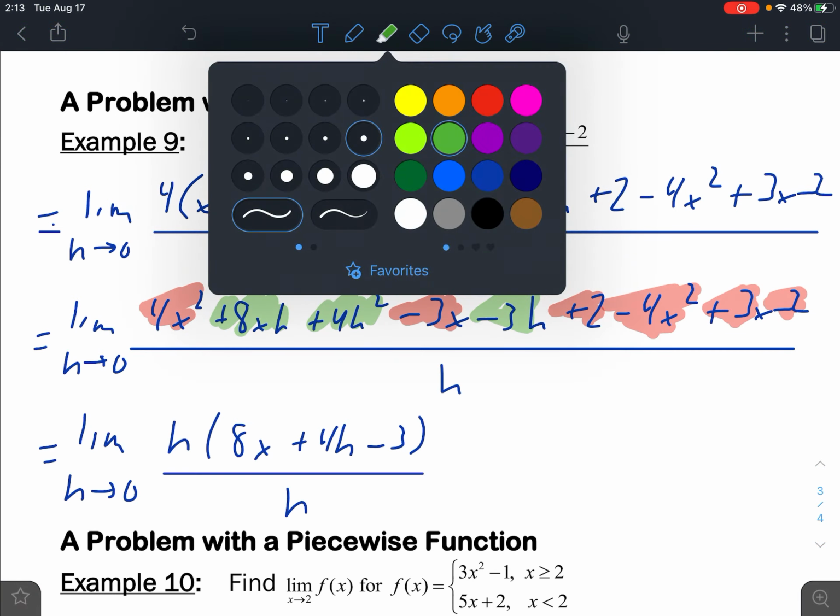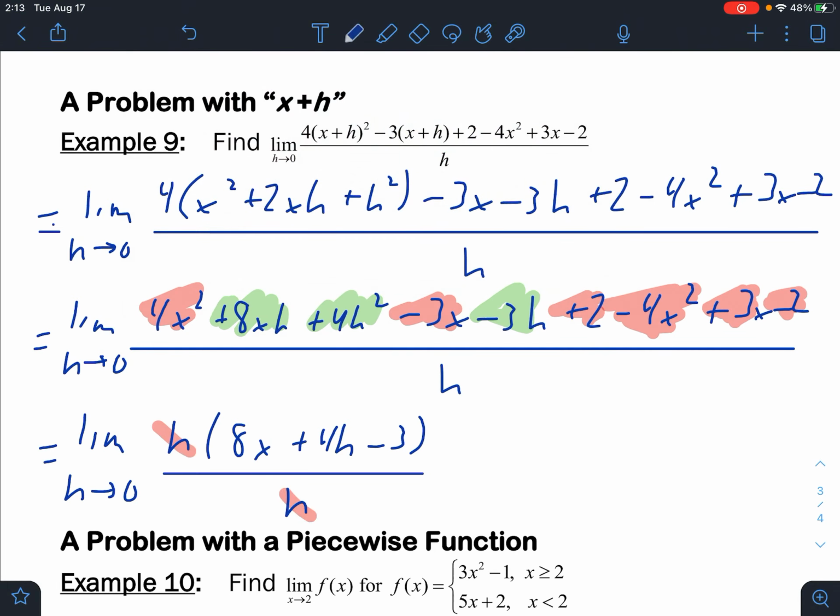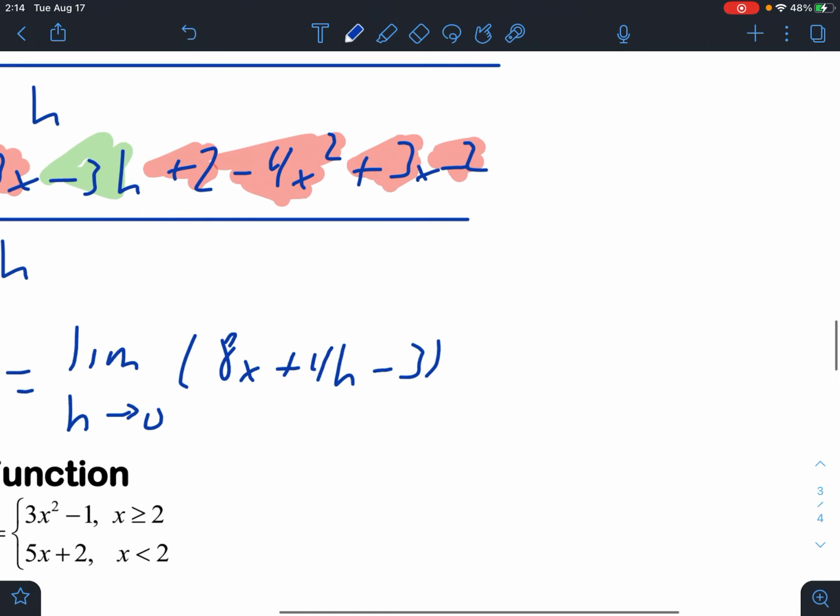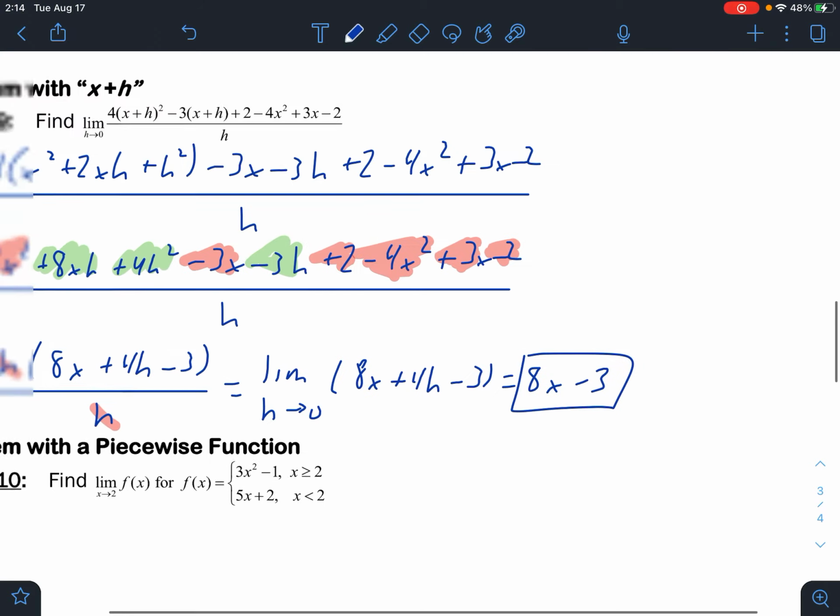Why would I want to factor those out? Because now I can cancel this h, and now I have limit as h approaches 0 of 8x plus 4h minus 3. And now I can put 0 in for h, and that gives me 8x plus 0 minus 3. So we'll learn this in the future, but that's going to be the derivative of the function we were originally working with that we put into this difference quotient to start, 8x minus 3.